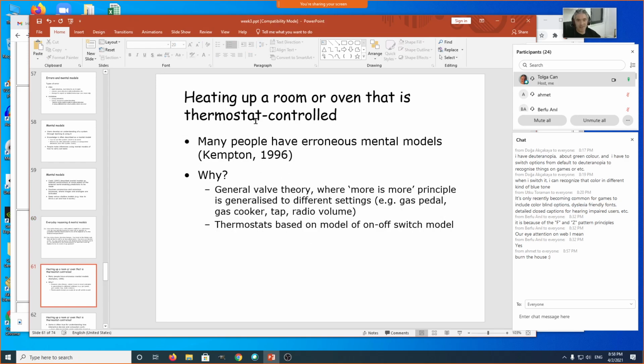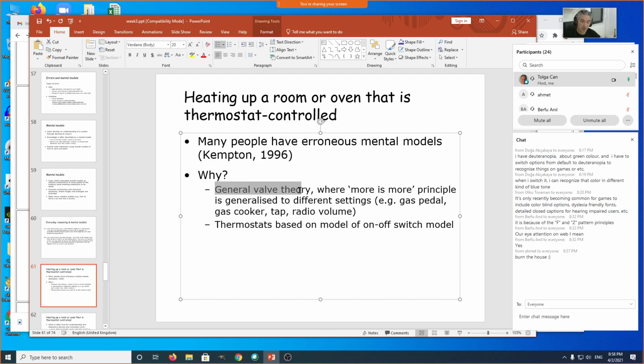Many people have erroneous mental models because of this valve theory, where the more is more principle is generalized in different settings. The gas pedal, if you press the gas pedal more, the car accelerates faster. If you have a gas cooker, if you turn the gas more, you will get more heat. The tap water, if you turn the tap to get higher pressure, water is from the tap. Also the radio volume. If you turn the volume more, you get more amplitude in sound.